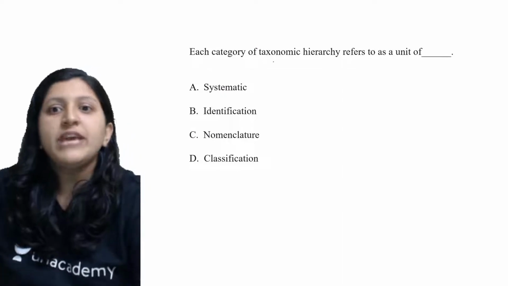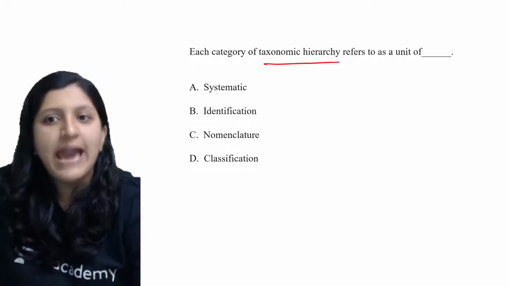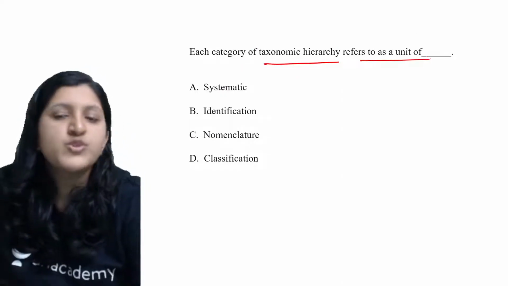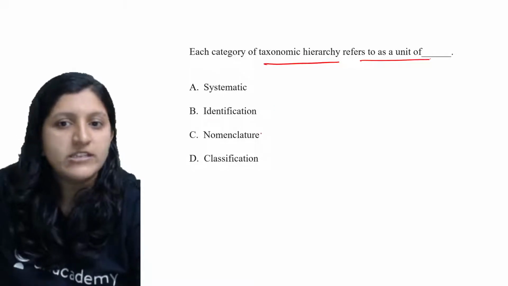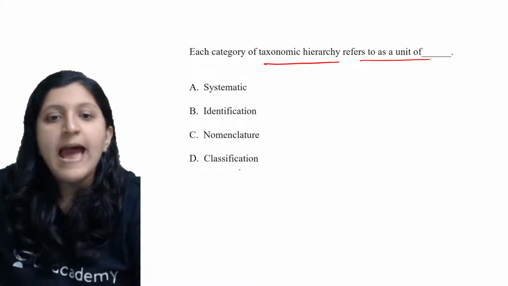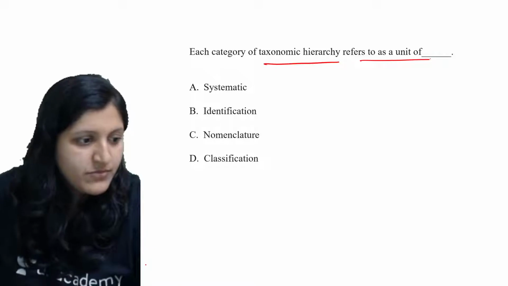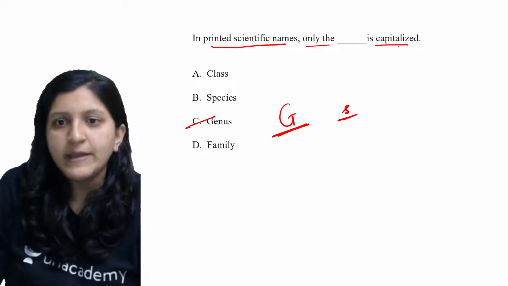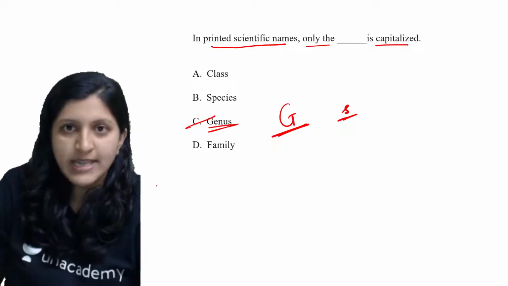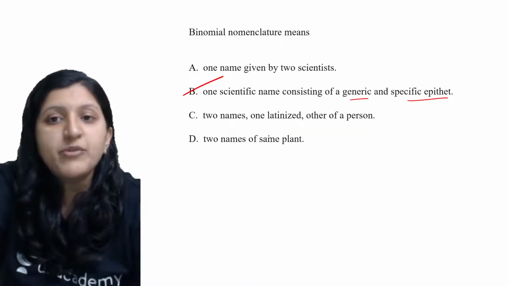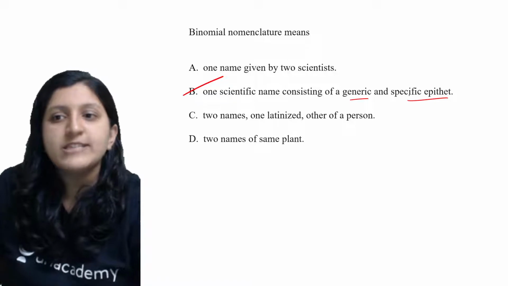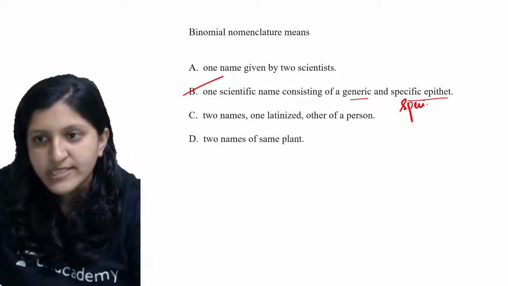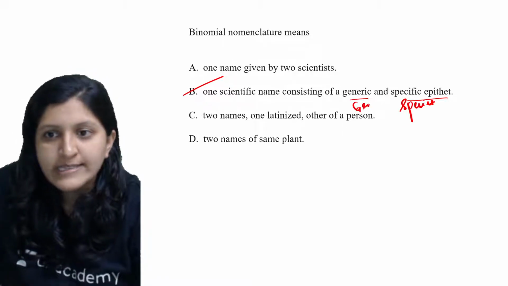Now, each category of the taxonomic hierarchy refers to a unit of systematic identification, nomenclature and classification. Generic is the genus name only. So the generic name which is given here is the genus name. When we mention the specific epithet, the specific epithet is the species name, and this one is the genus name.